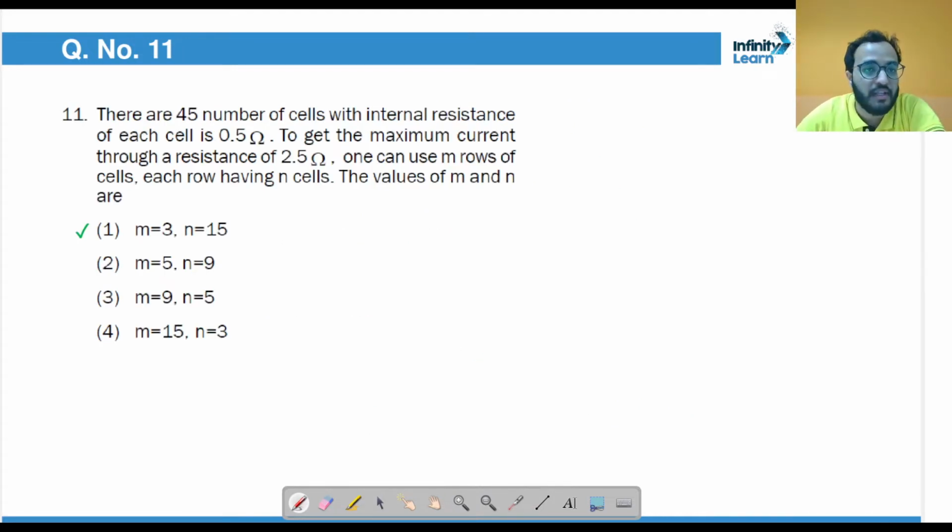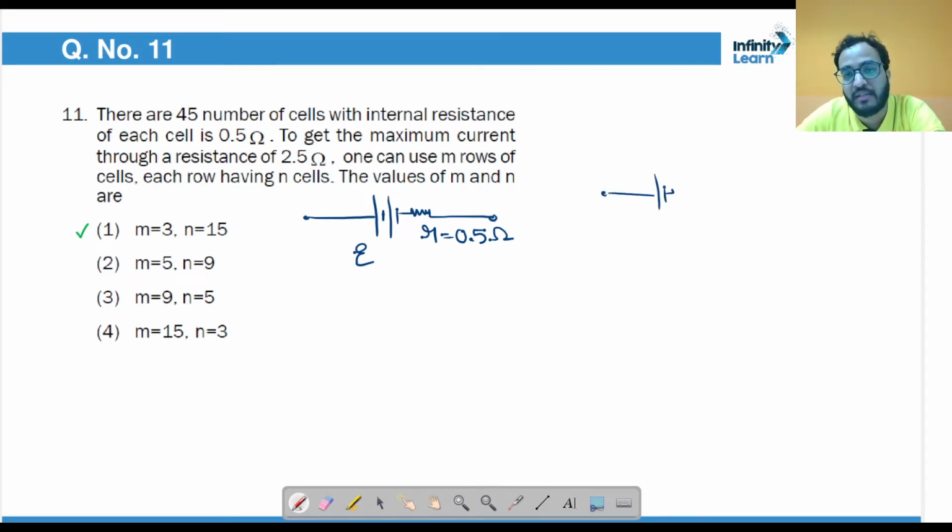Now question number 11. This is an interesting one. There are 45 cells we have, with internal resistance. So each cell is somewhat like this. Okay, this is EMF. This is a small r. Okay, small r is 0.5 ohm.